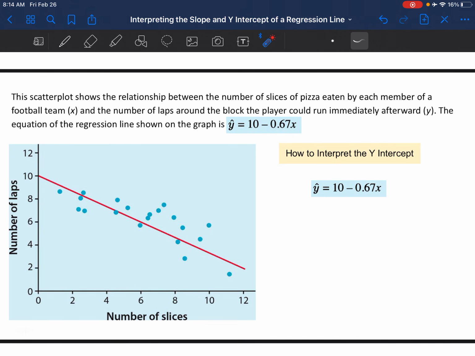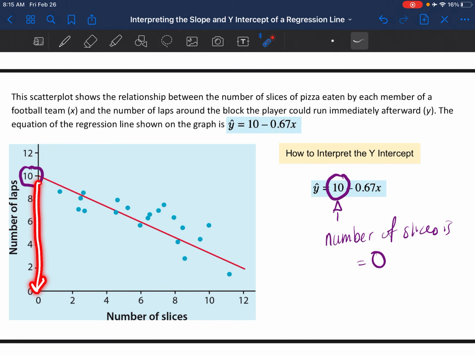So how can I interpret the y-intercept? The y-intercept here is 10. And I can see that on the graph, that is where it intersects the y-axis. So what does this represent? This represents when the number of slices is equal to 0. And that makes sense because here is 0.